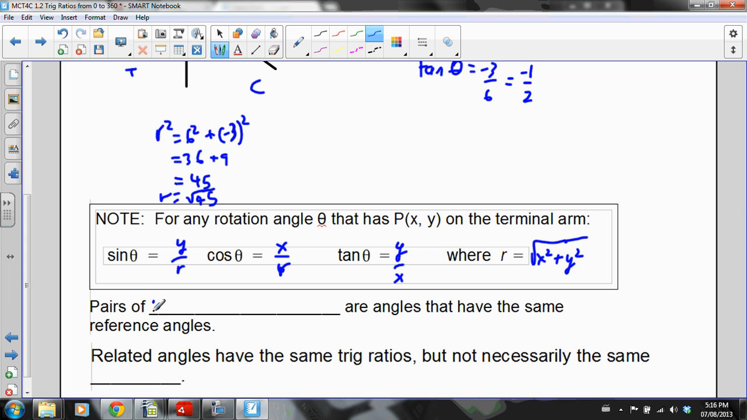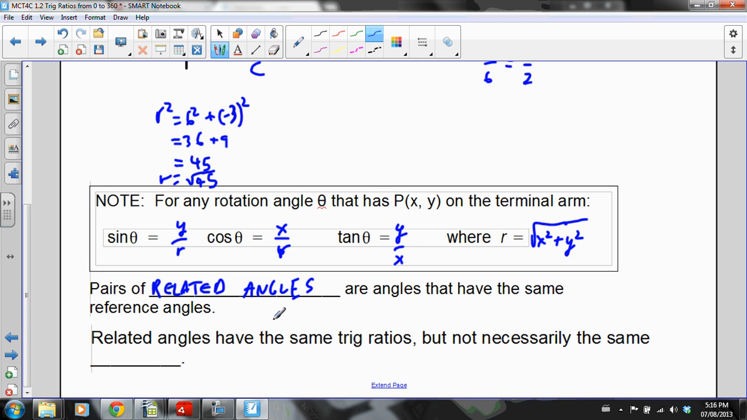Pairs of related angles are angles that have the same reference angles. Related angles have the same trig ratios, but not necessarily the same sign. We were talking about that in a 3-minute review, weren't we? We said the sine of 45 was one of our special angles from yesterday. That was actually equal to the sine of 135. 135 and 45 were related angles because they both had a reference angle of 45. We also said sometimes we have to worry about the sign, because it wasn't the case that the cos of 45 was equal to the cos of 135, if you remember that from the 3-minute review, because this one's negative, right? The cosine is negative in the second quadrant where 135 ends up.